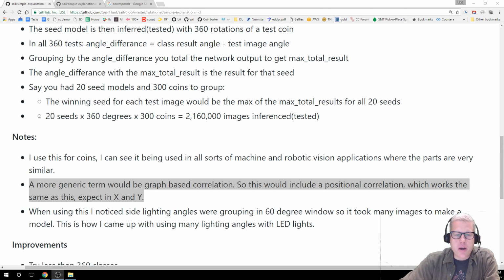Graphing is a computer vision term talking about points. I haven't done it, but I've done it a little bit. This would include positional correlation, which I think is even more powerful. Where you window over and you do the same sort of thing in X and Y. And also using this technique, you can get things like heat maps. That's where you get into anomaly detection.